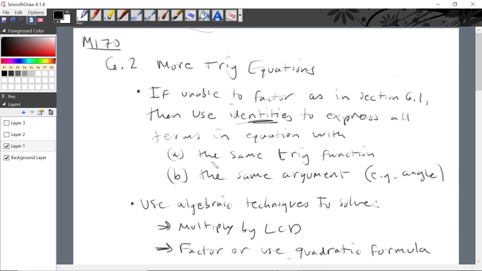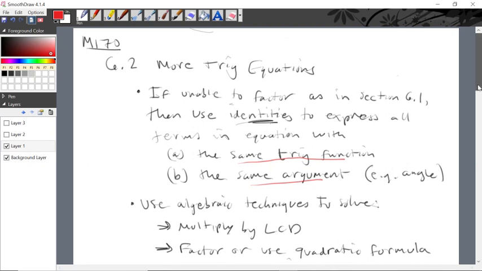So our goal is going to be, can we get all of the trigonometric terms to be with respect to the same trigonometric function, like maybe all the terms have cosines in them, for example, and the same argument, like let's say that all of them have the argument theta in them, as opposed to having a term with a theta in it and another term with a 2 theta and another term with a 3 theta or something like that. If we can get all of them to have the exact same argument and the exact same trigonometric function, then we'll see if we can apply algebraic techniques to solve.